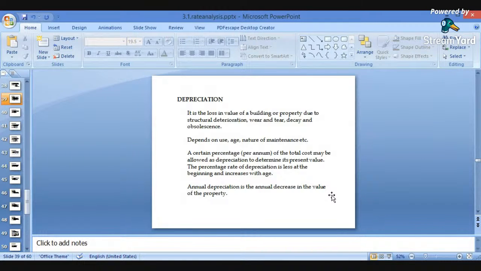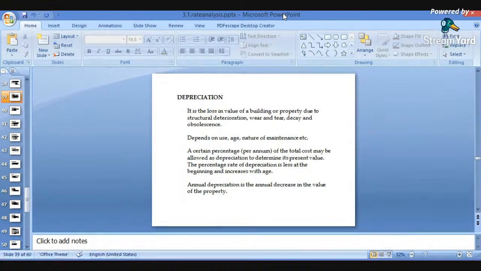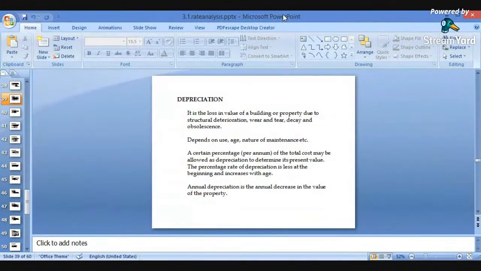Again, it depends upon the age of the building, the nature of the maintenance, and the type of structures. So it will depend on these concepts. A certain percentage per annum of the total cost may be allowed as depreciation in order to determine its present value. The percentage rate of depreciation is less at the beginning and increases with age. As the age goes on, the percentage will increase.